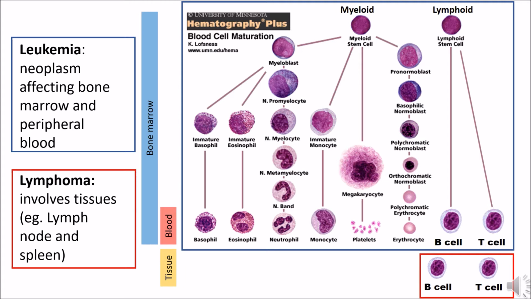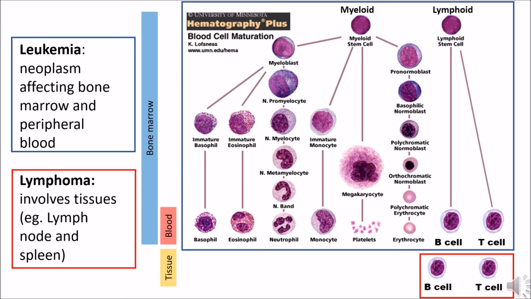Myeloid maturation occurs in the bone marrow and eventually involves the blood. Myeloid neoplasms, therefore, are mostly leukemias. Lymphoid neoplasms can arise early in maturation as bone marrow disorders, leukemias, or once B cells and T cells mature and leave the marrow for secondary lymphoid organs, as solid tumors, lymphomas. In other words, leukemia can be either myeloid or lymphoid.